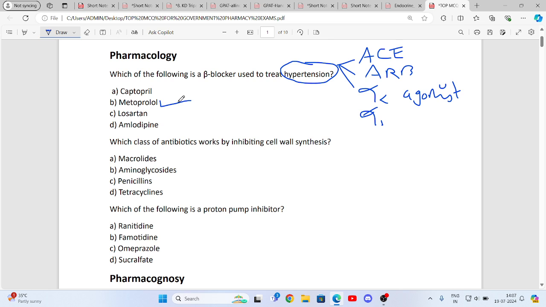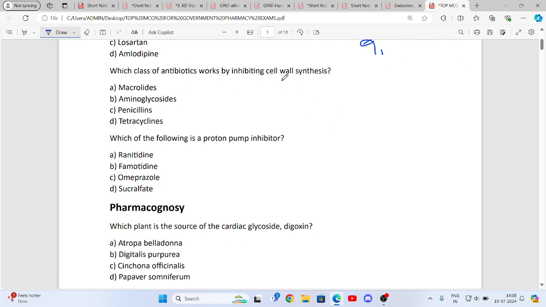Captopril is an example of an ACE inhibitor which has dry cough as a side effect due to bradykinin levels alteration. Losartan is an example of angiotensin receptor blocker. Amlodipine is an example of a calcium channel blocker. Nifedipine, nimodipine are the other congeners of that particular category.